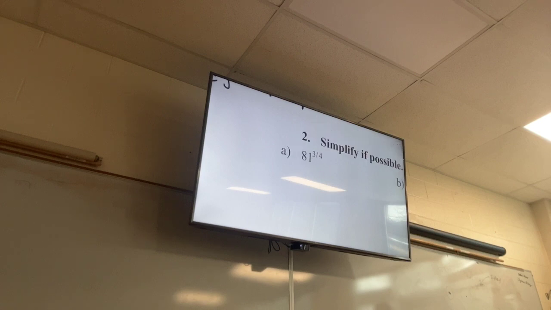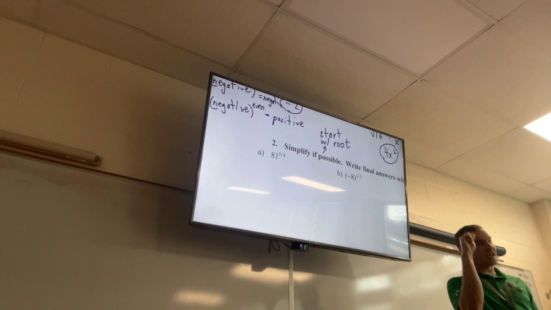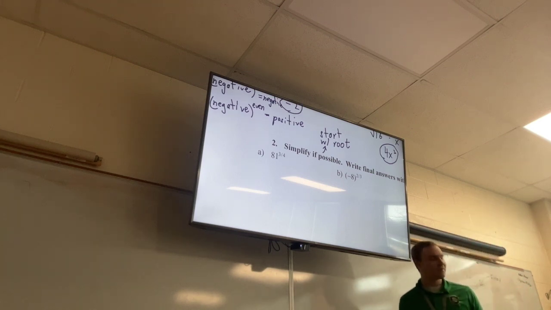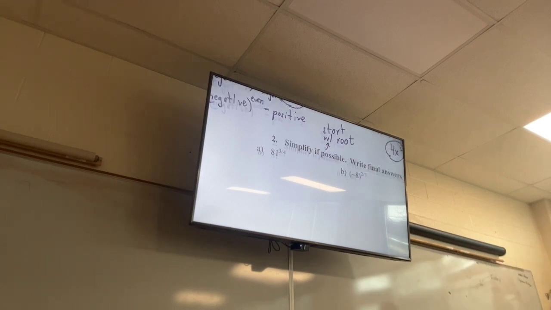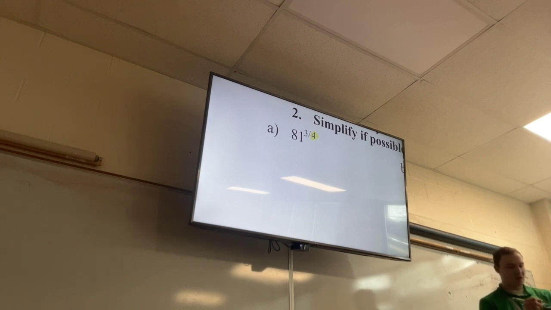So to simplify the big ones, you start with the root. You can't do 81 cubed in your head. You probably can't. If you can, maybe you shouldn't be here. But if you can't, which I can't, you want to start with the root. So what you want to do is do 81 to the 1/4 first, and then cube that.